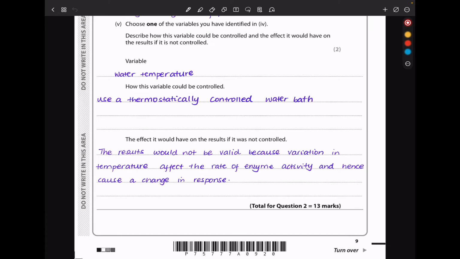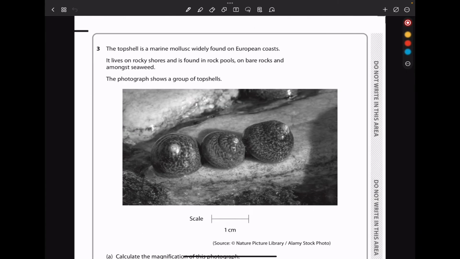Let's continue to question 3. In question 3, they say the topshell is a marine mollusk widely found in European coasts. It lives on rocky shores and is found in rock pools, on bare rocks, and among seaweed. The photograph shows a group of topshells. We can see them here.